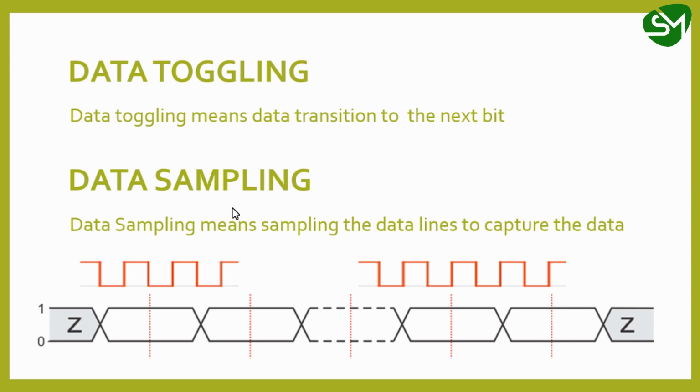And data sampling is nothing but sampling the data lines to capture the data. This will be most often done in the mid of the data line. Here this red line is indicating the data sampling, that is fetching the data, either it is 1 or 0.